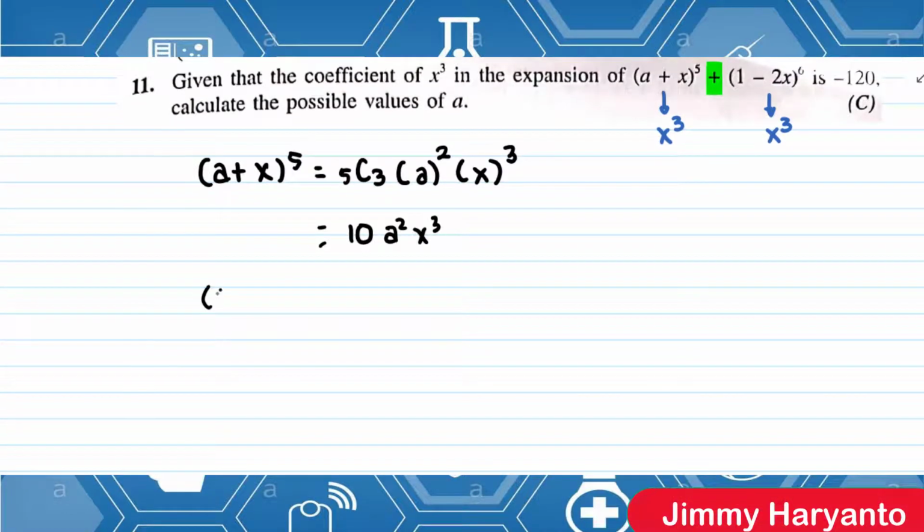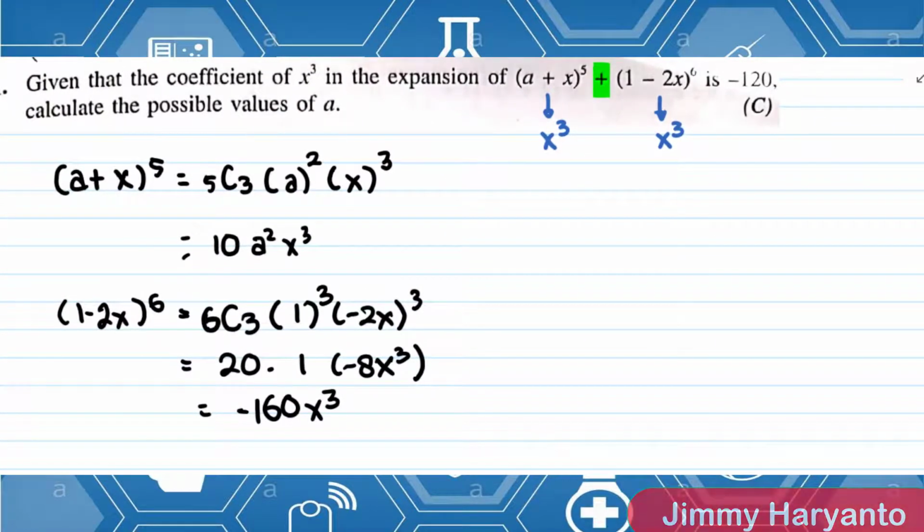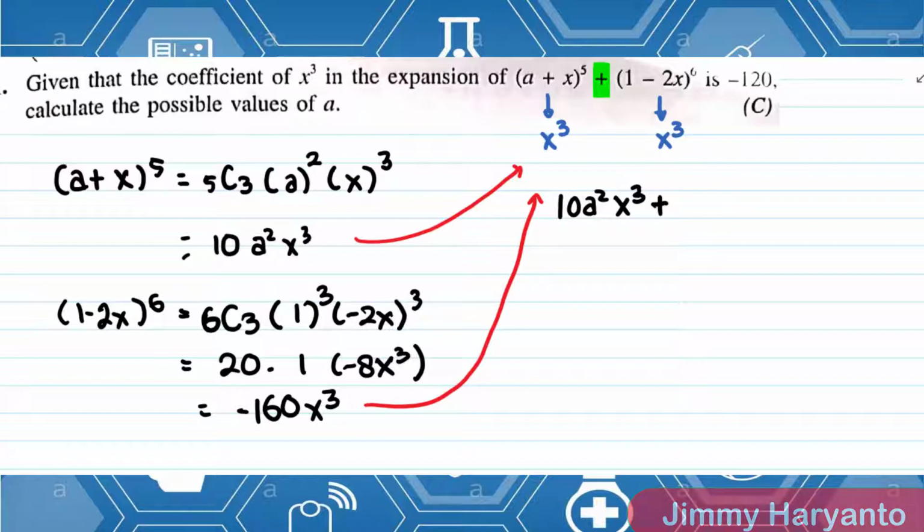The second expansion will be (1 minus 2x) to the power of 6, which equals 6c3 times 1 times negative 2x to the power of 3. This one is 3, so 6c3 equals 20, times 1 times negative 8x cubed. So the result is negative 160x cubed. Okay, after that you have to put them into the operation. So the first one will be 10a squared x cubed plus negative 160x cubed.